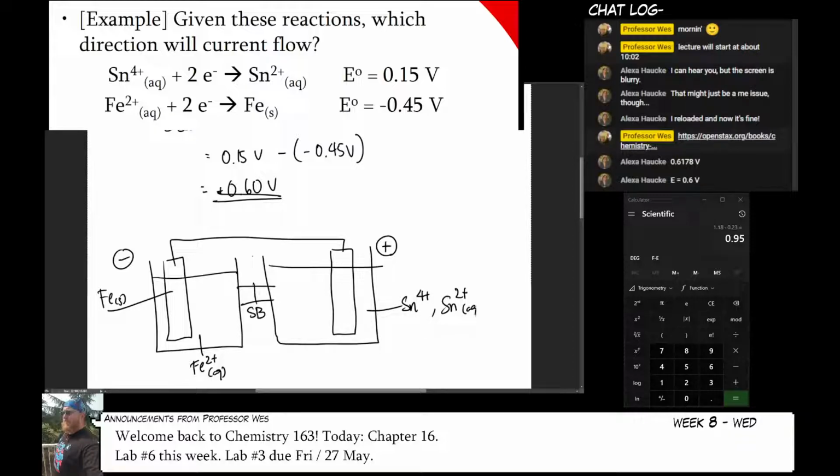Our electrode isn't present in the tin equation, so this must be an inert electrode. The electrons will go in this direction. And the voltage would be positive 0.60. Getting my numbers flipped. Sorry about that. All right.